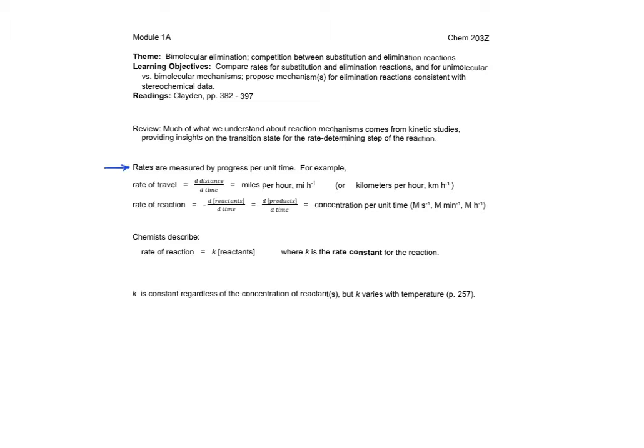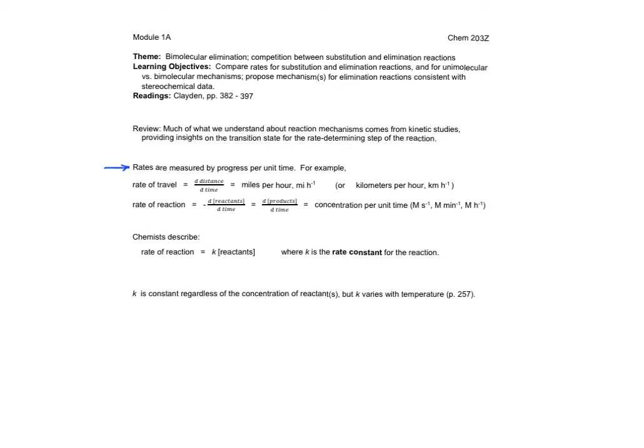Rates are measured by progress per unit time. So we're all familiar with the rate of travel. It is the change in distance over the change of time. And so we're familiar with miles per hour. Or if you live in a country outside of the United States, kilometers per hour.